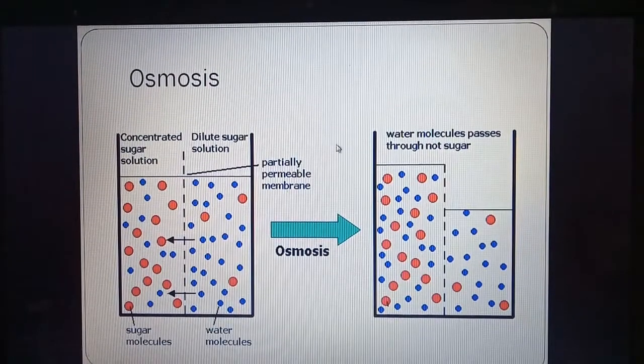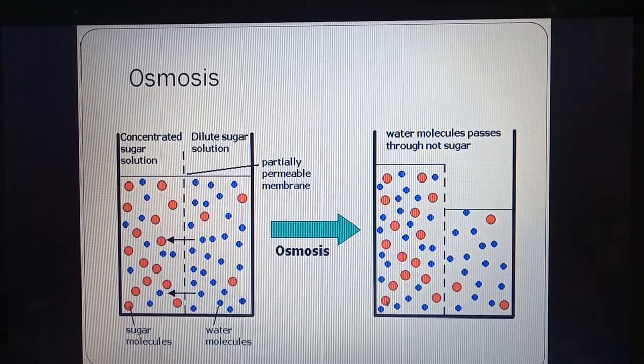Here in this figure we can see osmosis in the starting. So there is a concentrated sugar solution which has more sugar molecules, the red particles. Then there is a dilute sugar solution which has less sugar molecules and more of the liquid. So in which direction will the movement take place? It will take place from higher to lower.